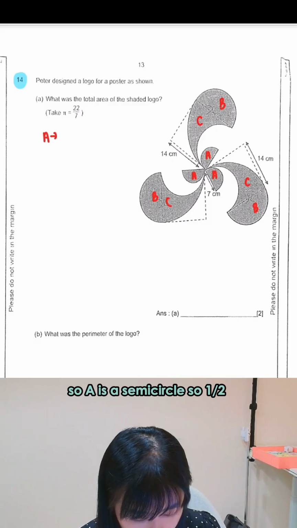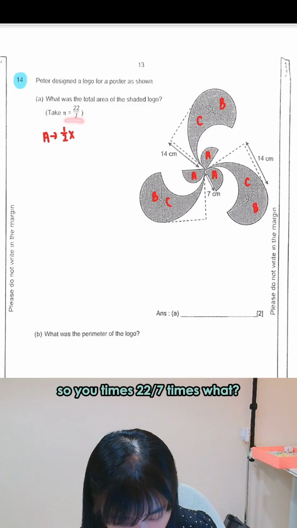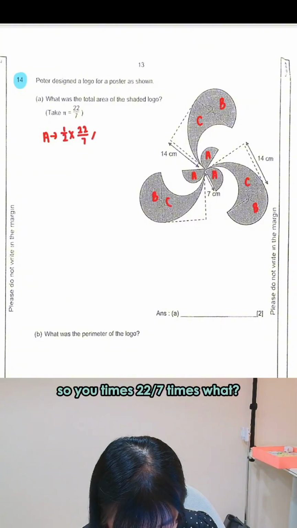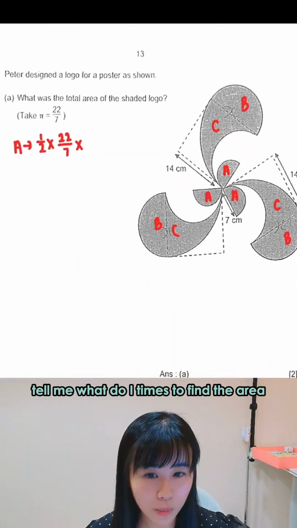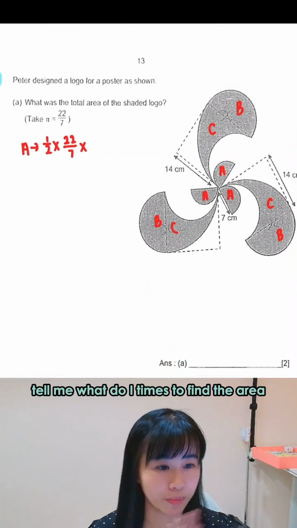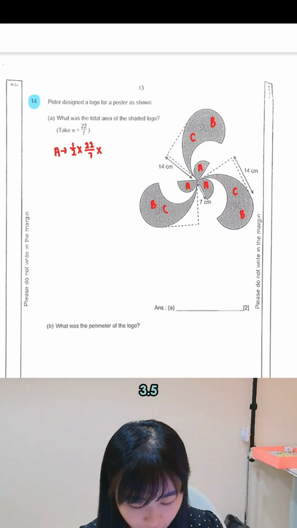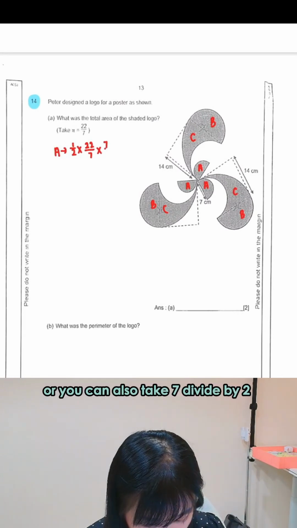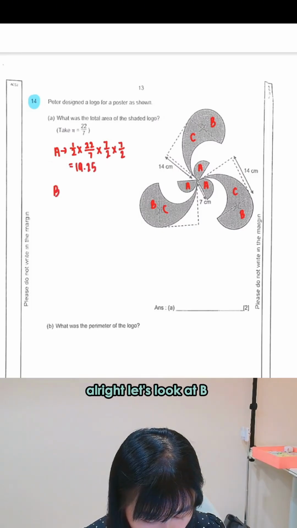So A is a semicircle, so half. Look at this, the pi is 22/7, so you times 22/7. Times what, everybody? Your A, the diameter is 7. Tell me what do I times to find the area? To find the area, always use the radius. Very good, 3.5, right? Or you can also take 7 divided by 2. You will get 19.25.